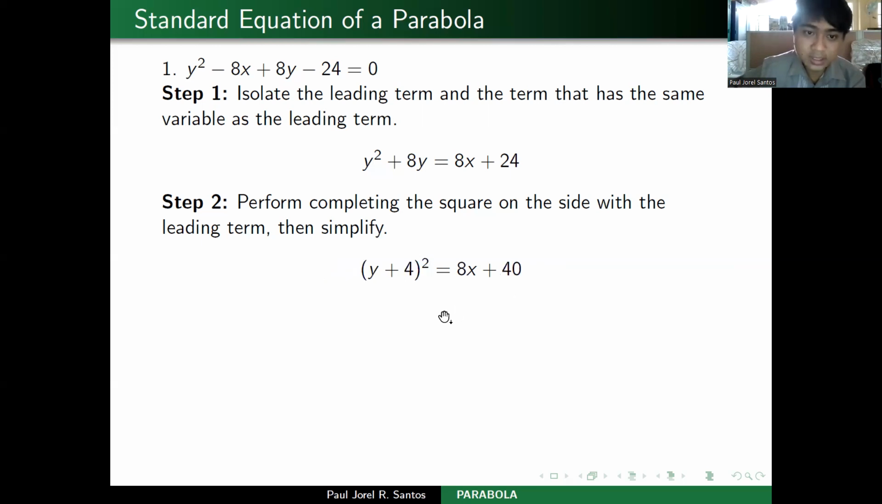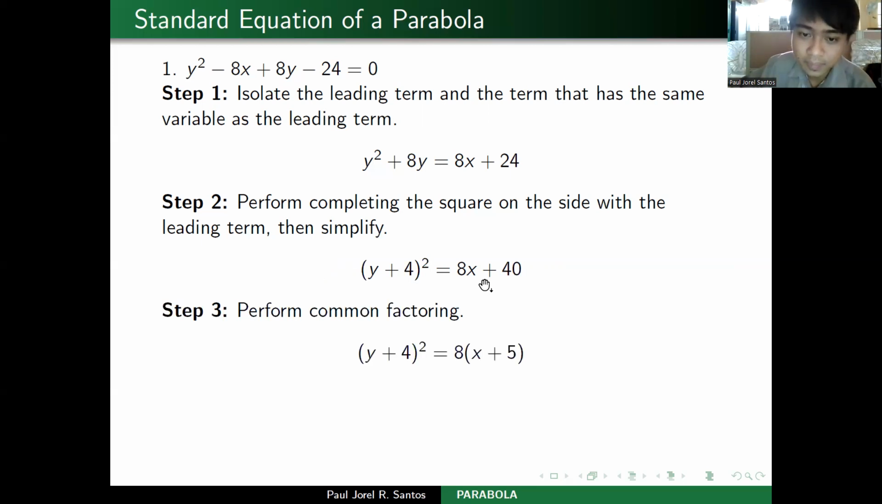And then the third step is to perform common factoring. We just need to factor out 8 in this case, and then it will be 8 multiplied by the binomial x plus 5. And on the left, still the square of the sum of y and 4. So we have here the standard equation of a parabola.